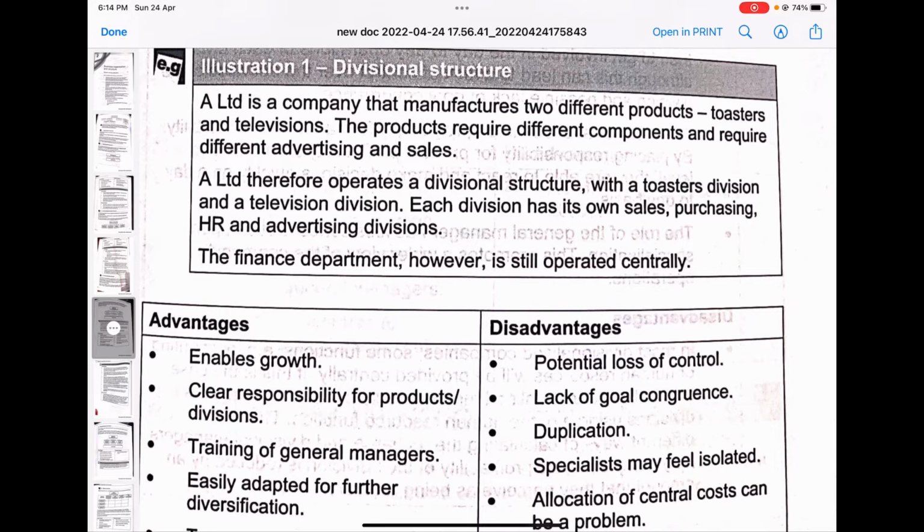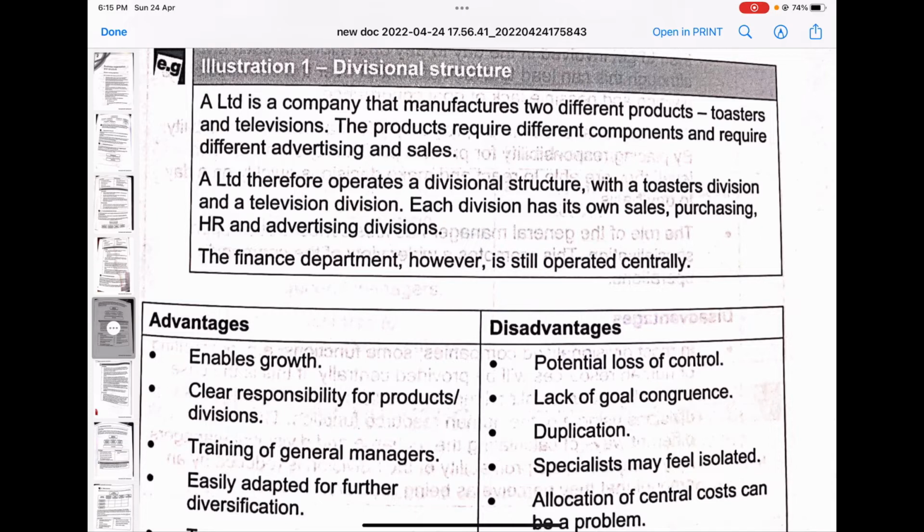A Limited is a company that manufactures 2 different products, toasters and televisions. The products require different components and require different advertising and sales. A Limited therefore operates a divisional structure with a toasters division and a television division. Each division has its own sales, purchasing, HR and advertising divisions. The finance department, however, is still operated centrally. So when you have different products, divisional structure is better.